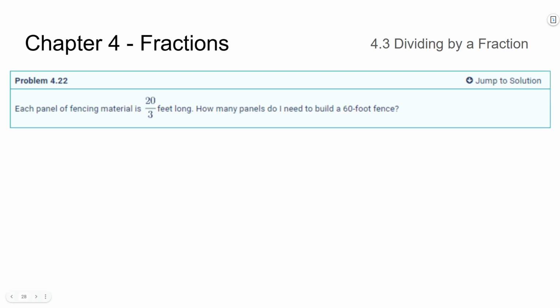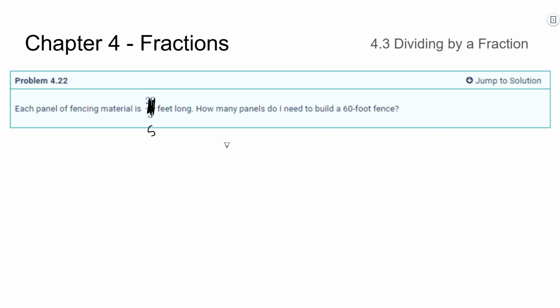Okay, so word problem. Each panel of fencing material is 3/20 feet long. How many panels do I need to build a 60-foot fence? All right, another problem where maybe you don't really know where to begin here. So maybe it might be easier to use a different number. So let's say instead of 3/20, let's say each panel of fencing material is 5 feet long.